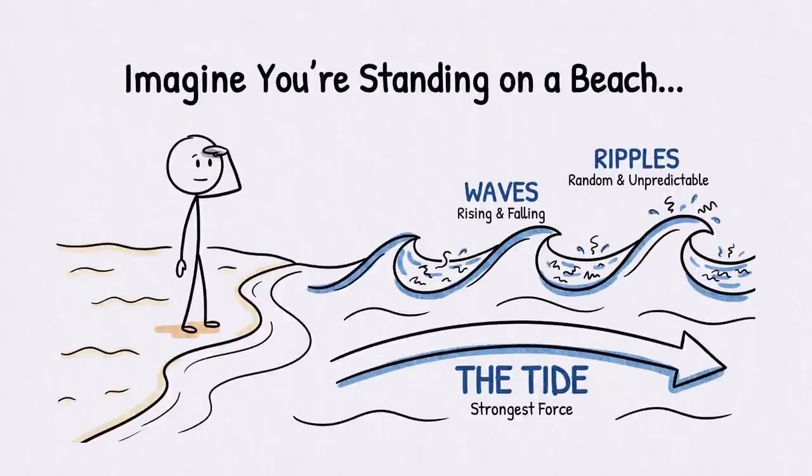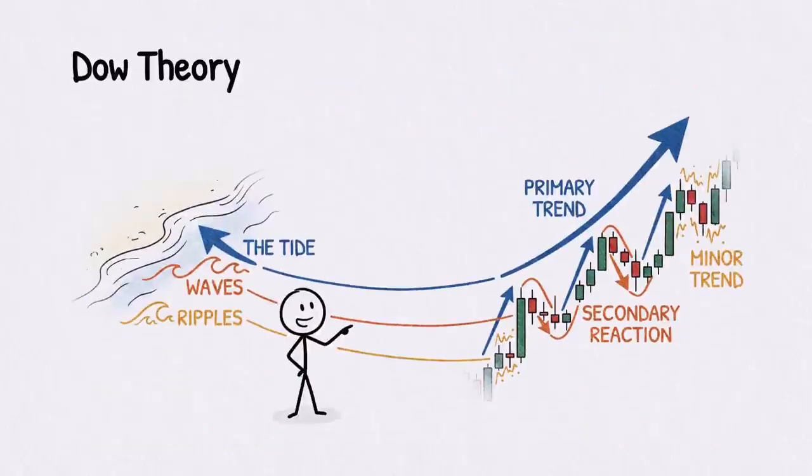Imagine you're standing on a beach. You see 3 things. The tide, slowly coming in, lasting for hours. That's the strongest force. On top of the tide, you see waves, rising and falling, but always following the tide's direction. And on each wave, you see ripples, small, random, unpredictable. Dow Theory divides the market in exactly the same way.